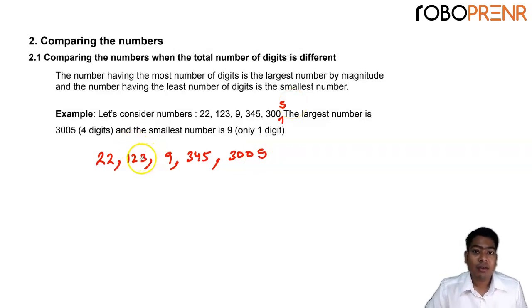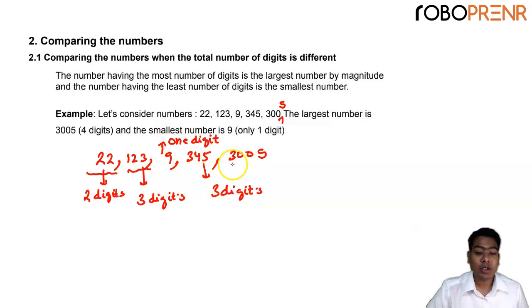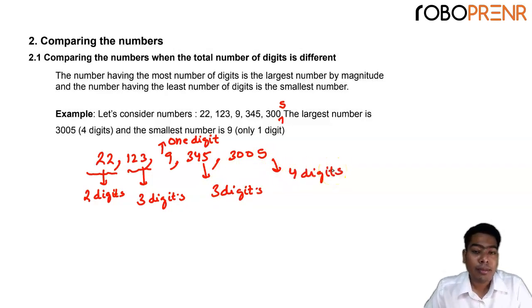For comparing, we first have to count the number of digits. In number 22, we have 2 digits. In number 123, we have 3 digits. Similarly, in 9, we have only 1 digit. In 345, we have 3 digits. And in number 3005, we have 4 digits. So what is the rule of thumb? The number which has the least number of digits will be the smallest number, and the number which has the most digits will be the largest number.